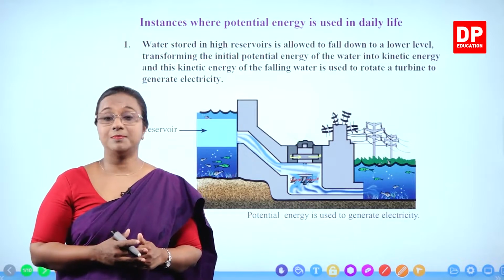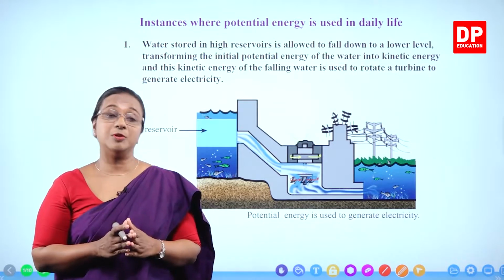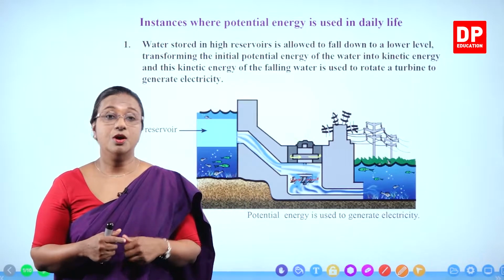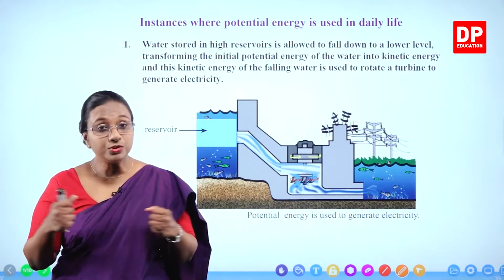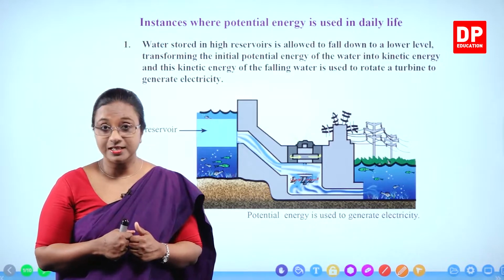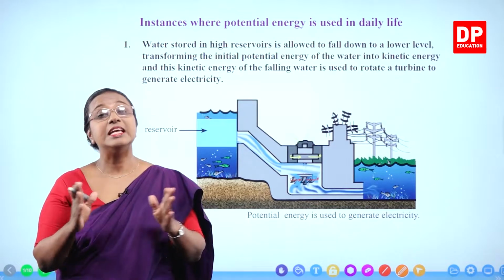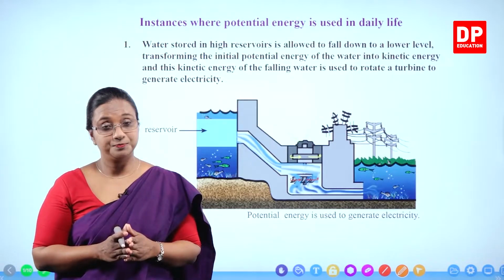What was the next type? The elastic potential energy. When you stretch a spring, an elastic or a rubber band, due to that stretching, there is work done. And due to that, there is the energy stored that is known as the elastic potential energy.